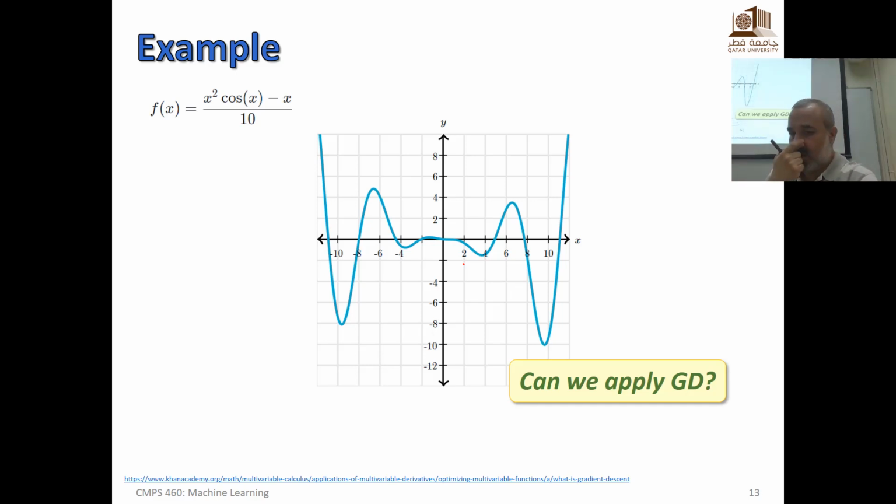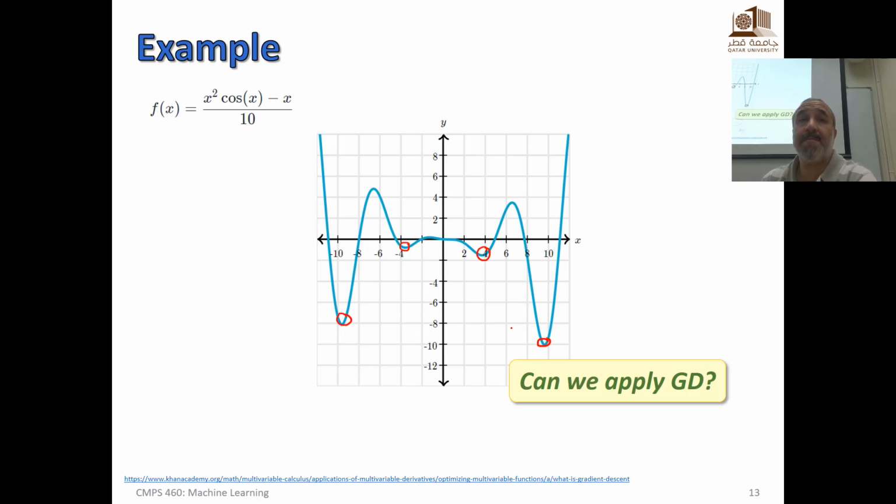Now, another question: if we apply gradient descent, is it guaranteed that we find the global minimum in this case? Why not? We have multiple local minima. So this is a local one, this is a local one. Is that a local one or a global one? Local also, right? Where is the global? This one, right? So it's not guaranteed to find the global minimum.